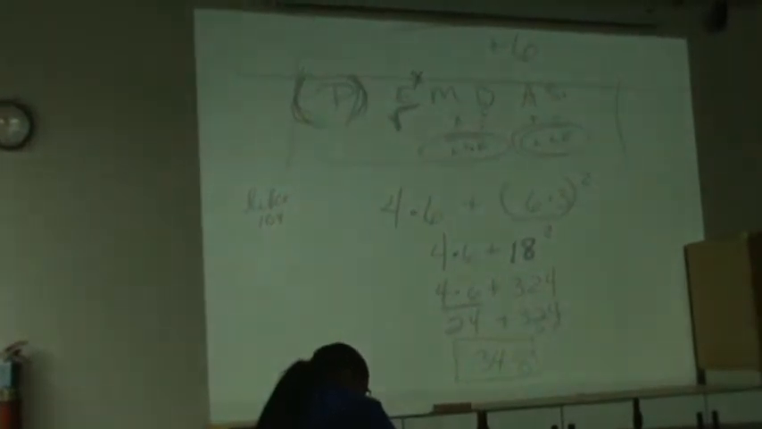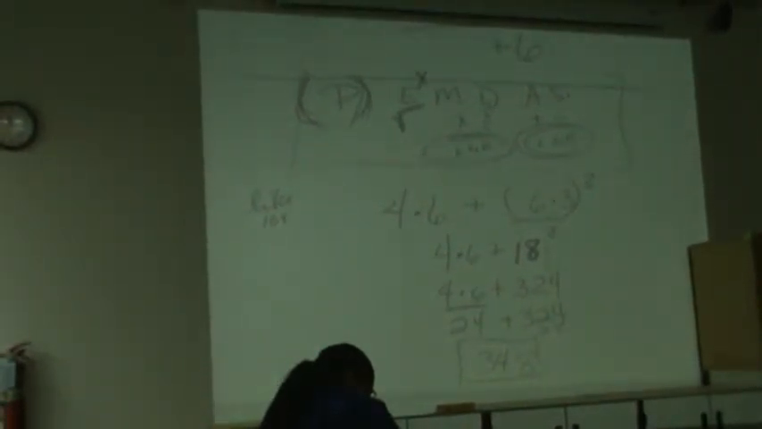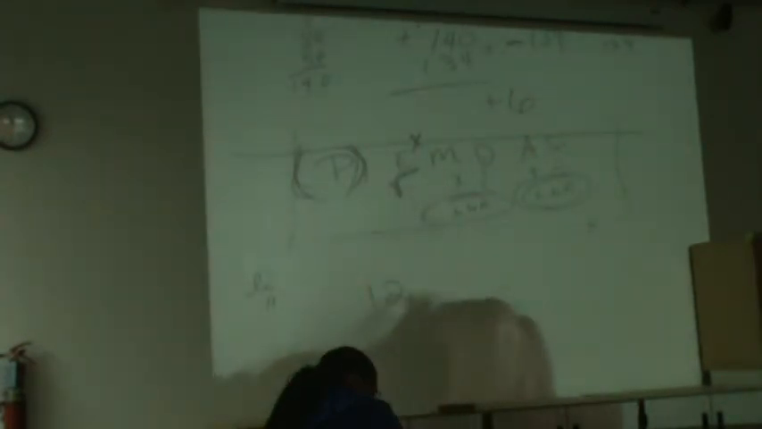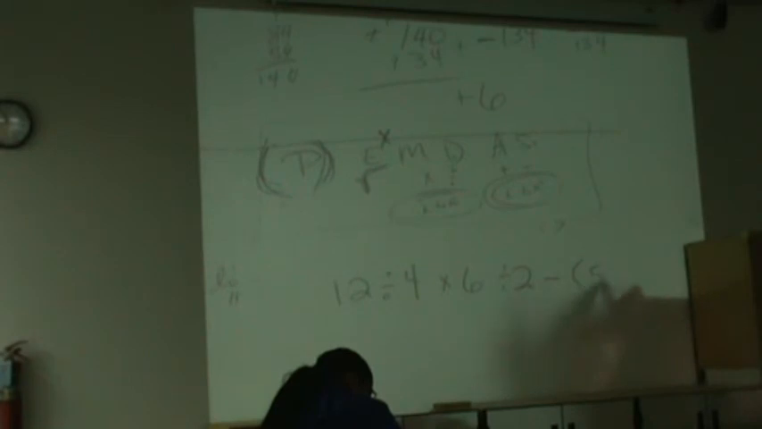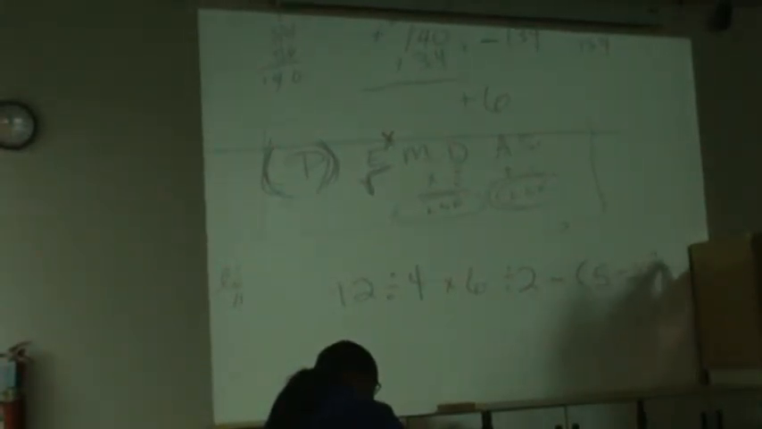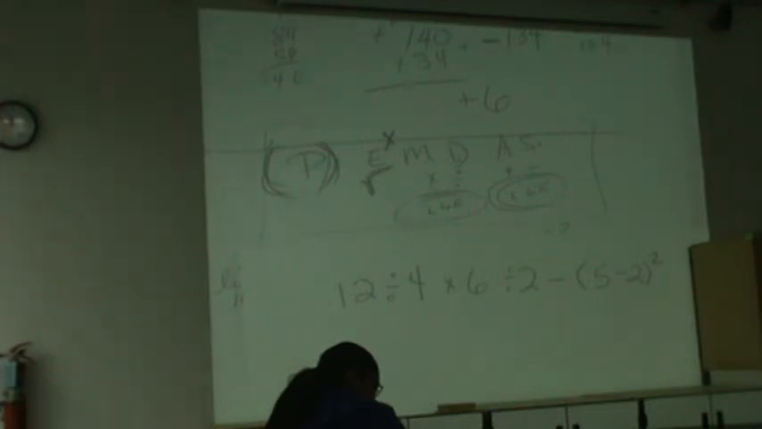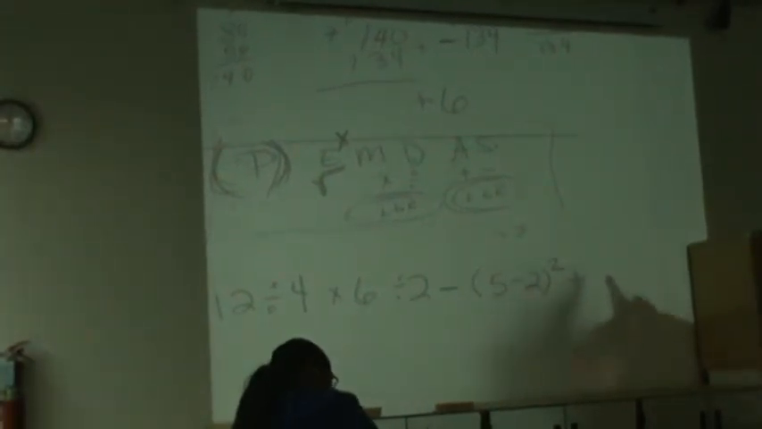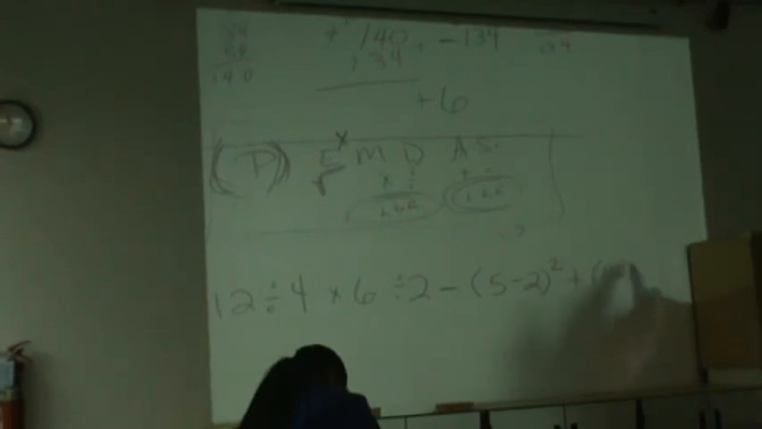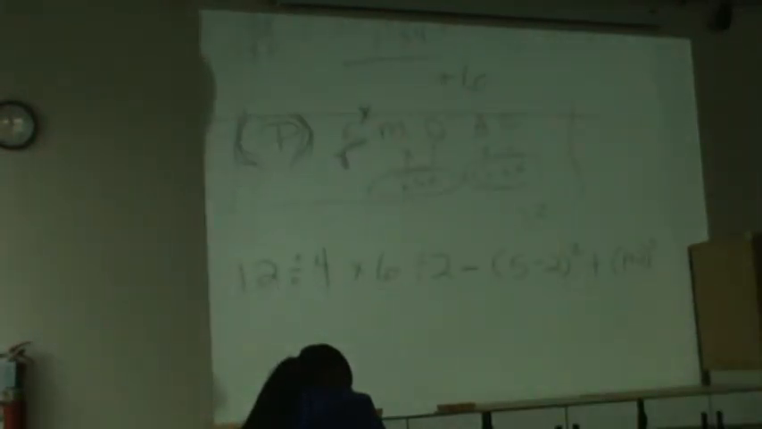Can you do one more of those with a little bit more stuff in it? Yeah. Let's do one more. Okay, got that written down? Alright, let's do 12 divided by 4 times 6 divided by 2 minus 5 minus 2 squared. That way you've got a little bit of everything mixed in there. Oh, you know what, let's go ahead and do plus something, because we have a minus and then we'll have a plus. Plus 1 plus 2 to the third power. Now we have a little bit of everything.